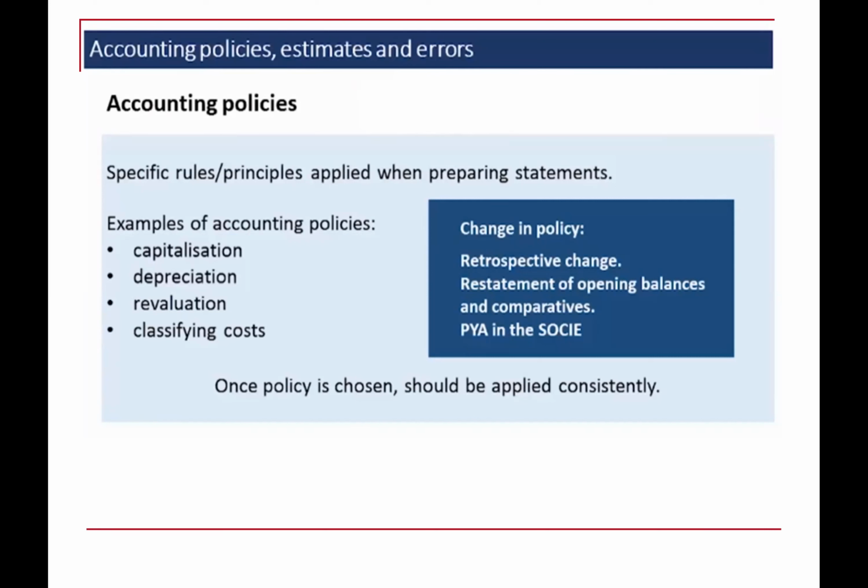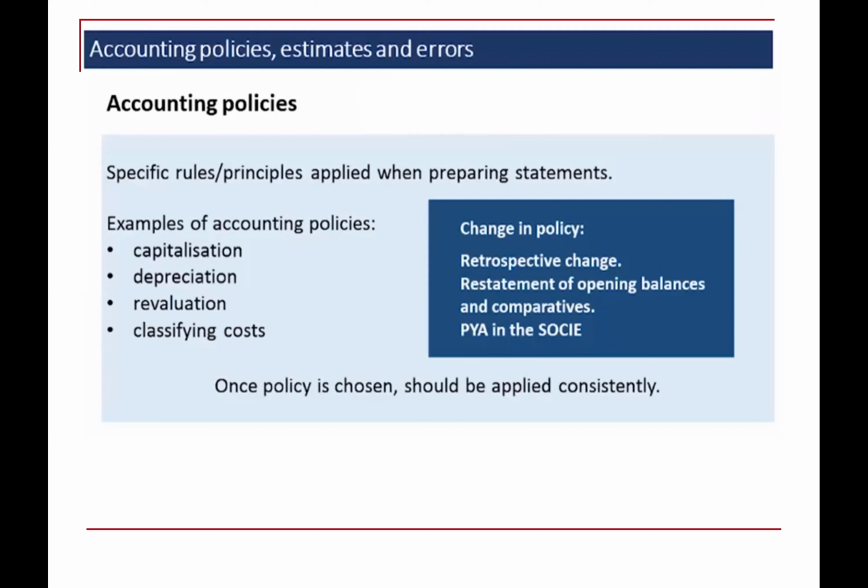So the most common examples of accounting policies are, for example, capitalization. So for example, if you buy a motor vehicle as a company, you may not have much of a choice in determining how to treat it, because you know that a motor vehicle is a non-current asset and it must be capitalized. So that's the capitalization of a motor vehicle.